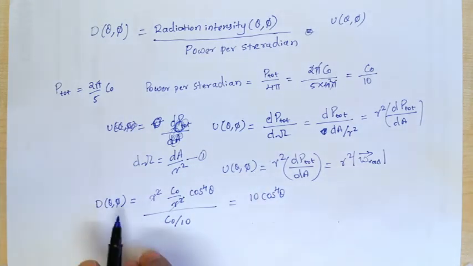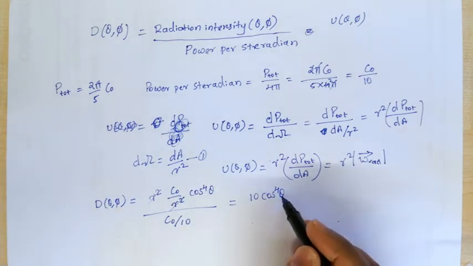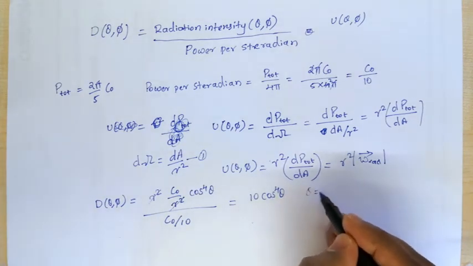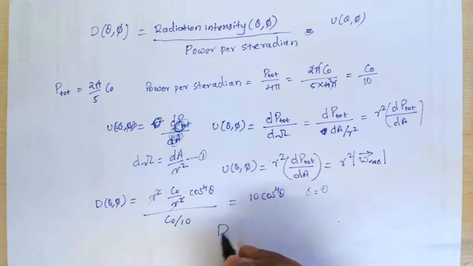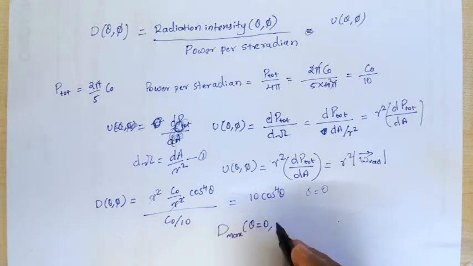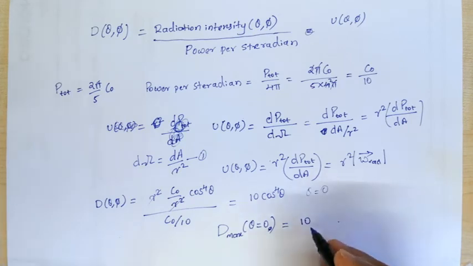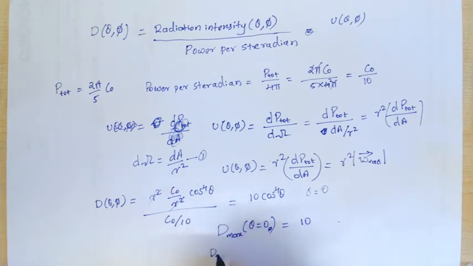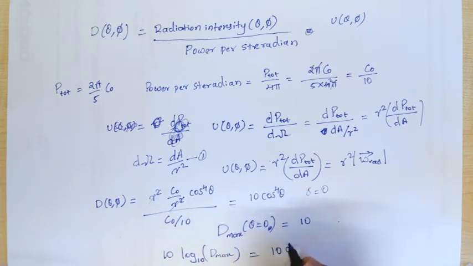Now, the question asks for the maximum directivity. The maximum directivity occurs when theta is 0, and in phi it is symmetrical. So for theta equal to 0 we have 10, and we have to convert it into dB. So 10 log 10 of D max equals 10 dB. This is the answer.